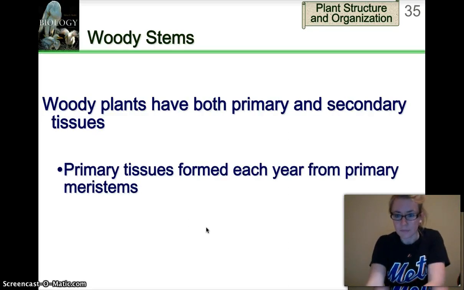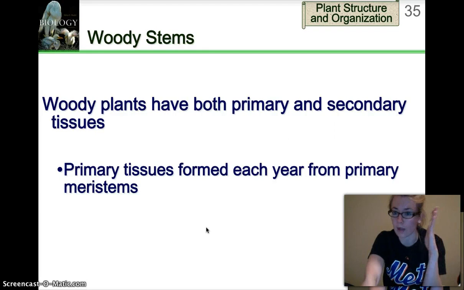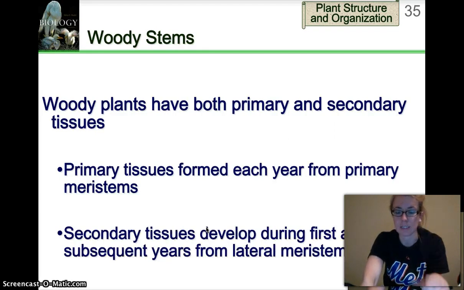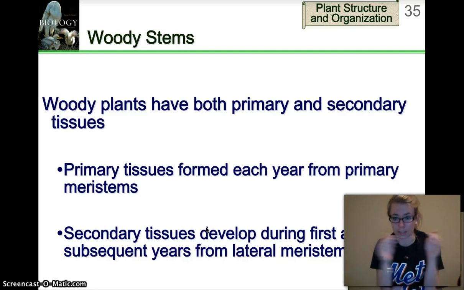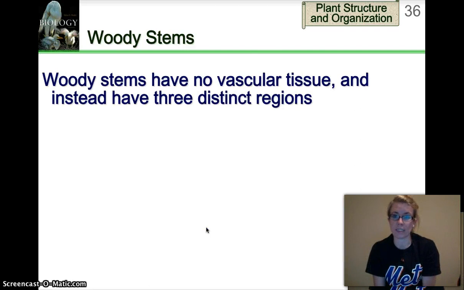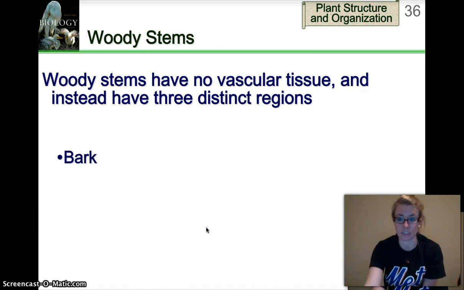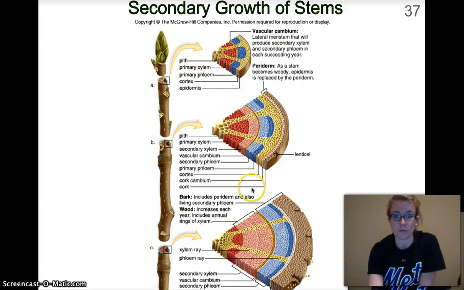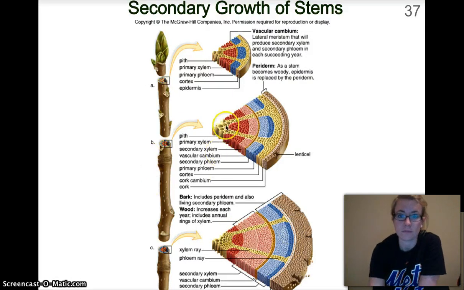There are primary tissues formed each year from primary meristems, so growing upward every year from the primary meristems. And the secondary tissues developed during the first and subsequent years from lateral meristems. So now we're growing outward. Woody stems have three distinct regions. They have what we call bark, wood, and pith. So inside, we have the pith.